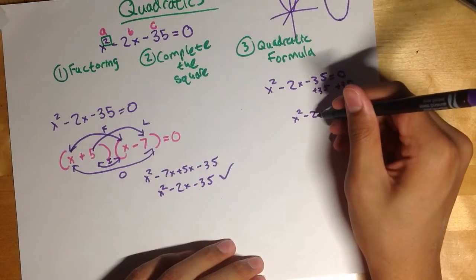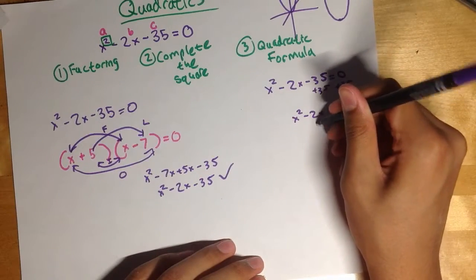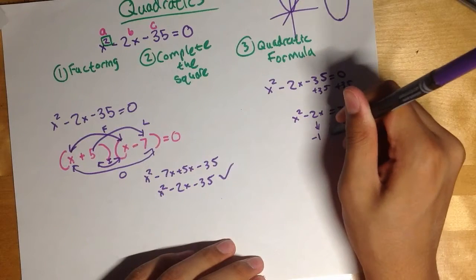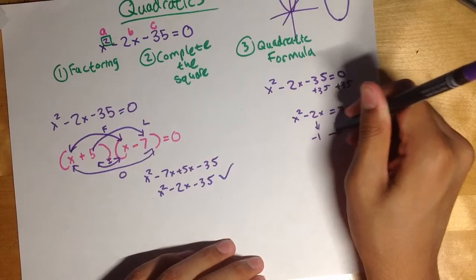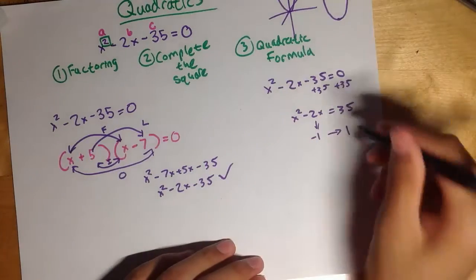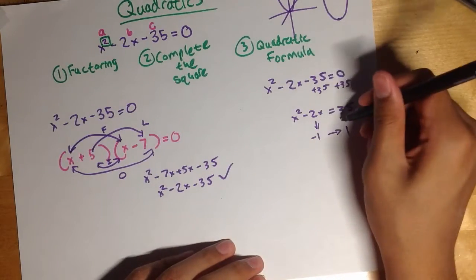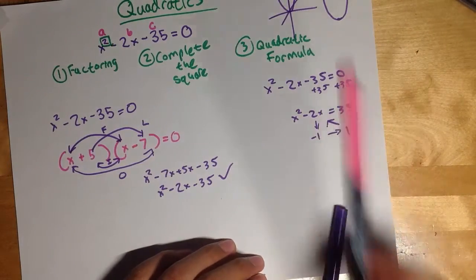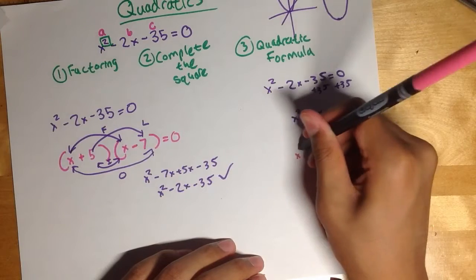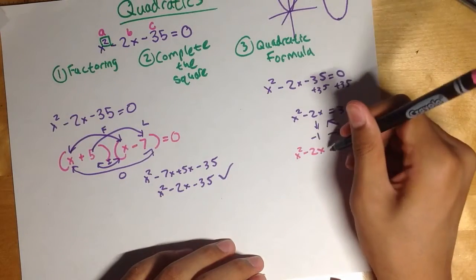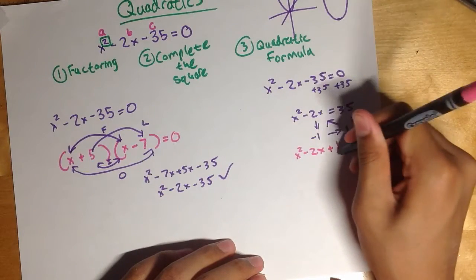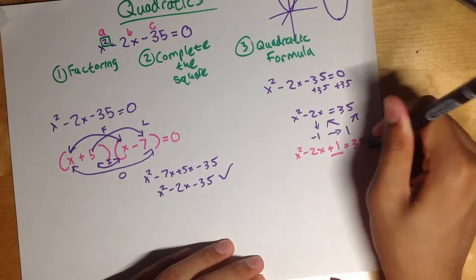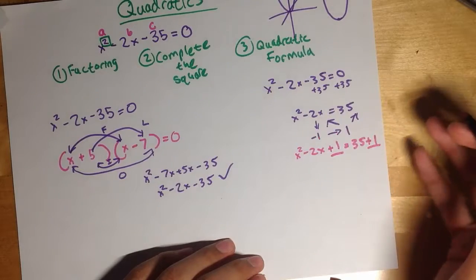So now what you're going to do is take this b term and half it. So what's half of negative 2? It's negative 1. Then you're going to square this. So negative 1 squared is 1. So you have this number 1 here, and you're going to add this here and here. So what this looks like is x squared minus 2x plus 1 equals 35 plus 1, which is a fair statement to make. You've just added 1 to both sides.